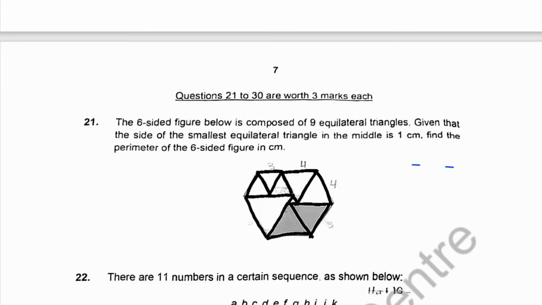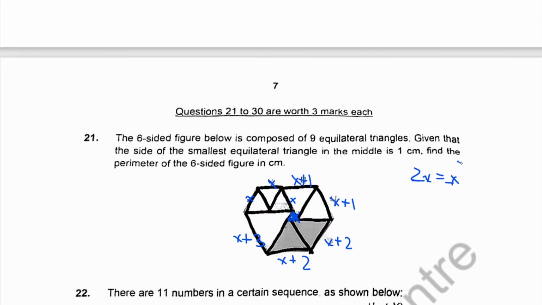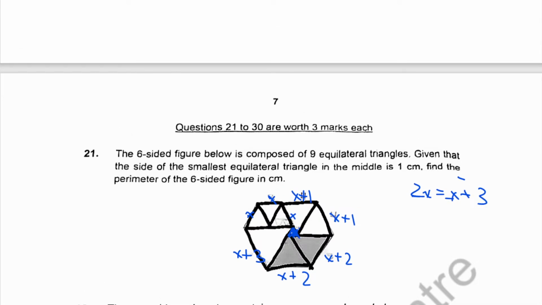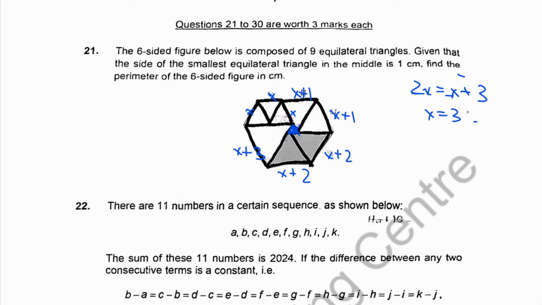Okay, I think I missed out something. So this is 1. This is x. And the top right triangle must have length x plus 1. Therefore, the bottom right triangle must be x plus 2. The bottom left must be x plus 3. Right, but 2x is equal to x plus 3. So that means that x is equal to 3.